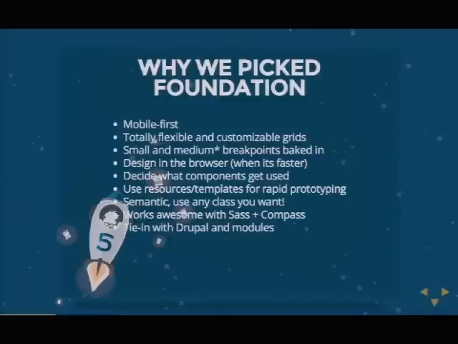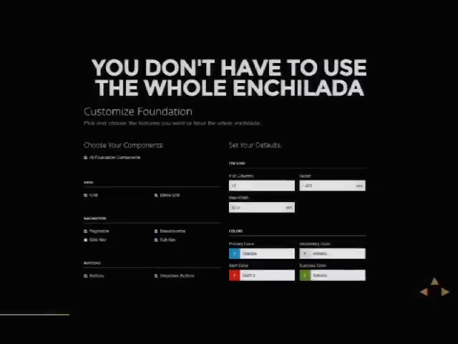And Compass is a CSS meta framework, which is just a ton of different mixins that you can use on your project that makes writing code a lot faster. And also it ties in with Drupal, and there are some modules for it.